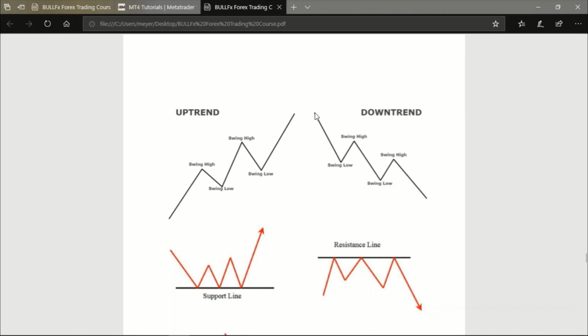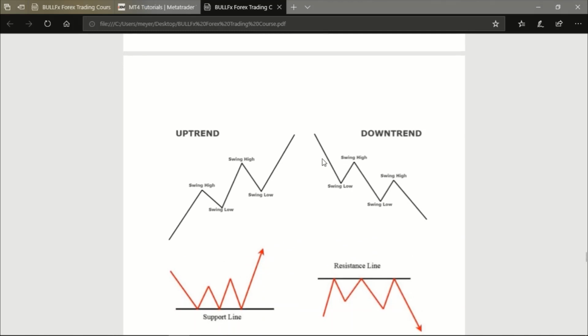Over in the downtrend, we've got the inverse happening. So we've got a high point, market then moves down and forms a low point. So we've got an initial swing low that forms over here. The market then moves up slightly to form a swing high, moves down to form a swing low, up slightly again for a swing high and continues downwards.